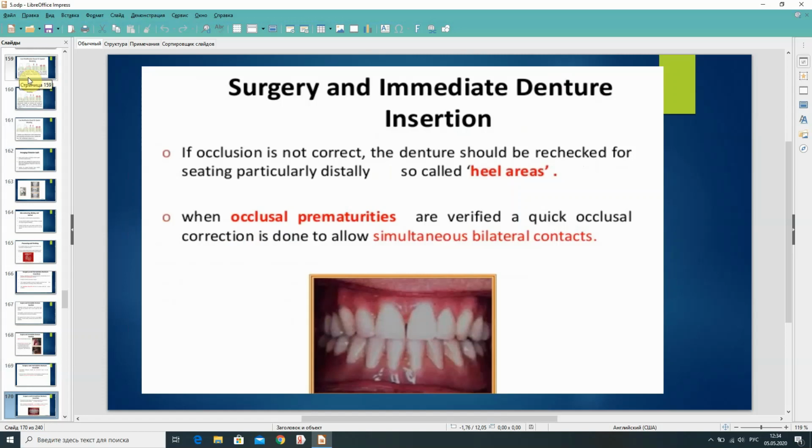Surgery and immediate denture insertion. If occlusion isn't correct, the denture should be rechecked for seating, particularly the distal so-called heel areas. When occlusal prematurities are verified, a quick occlusal correction is done to allow simultaneous bilateral contacts.